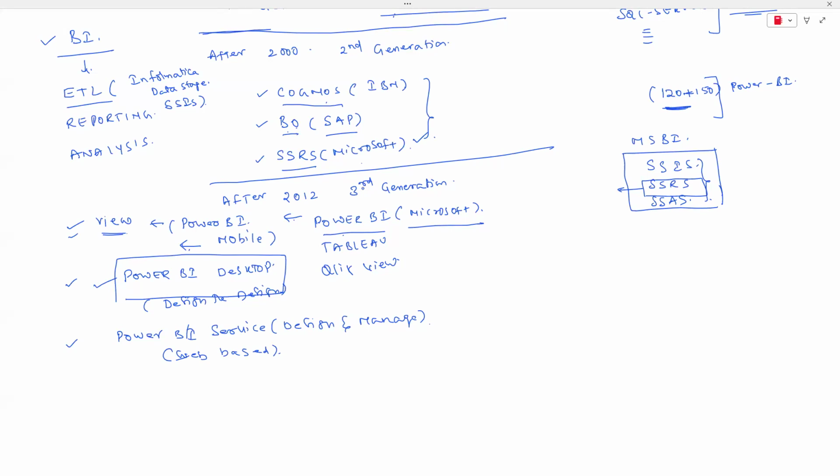Next one is Power BI desktop. Power BI desktop is a desktop-based application. You know what a desktop-based application is? An application which is installed on your computer, which we can open and work with. That is Power BI desktop, where we can design the reports, guys. Whatever desired reports we want, we can design them here.